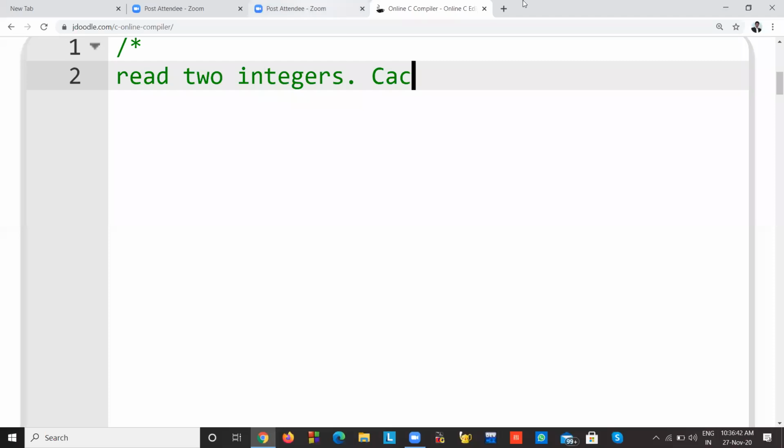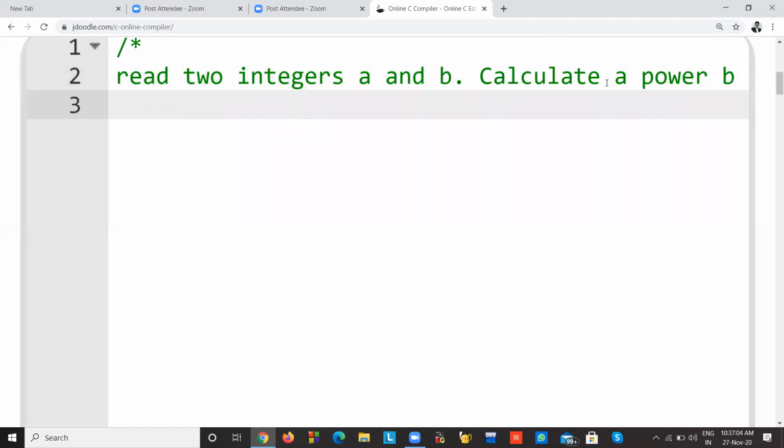Calculate. So two integers, right? A and B. Read two integers A and B. Calculate A power B, A power B mod 10.